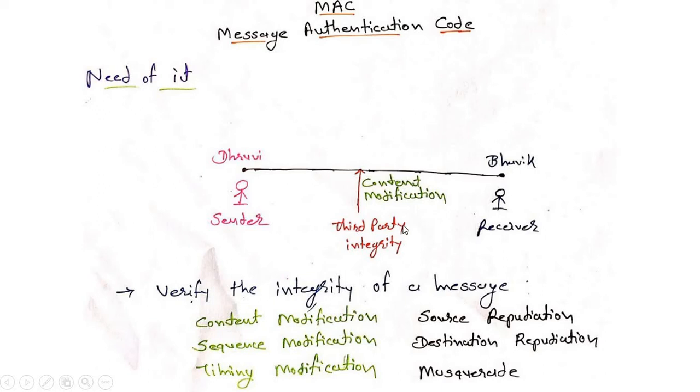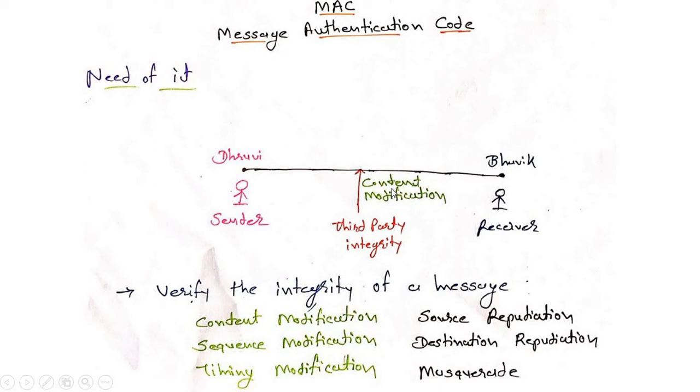Like whenever Dhruvi is receiving the acknowledgement message from Bhavik, Bhavik will send an ACK saying I got the message. So in place of Bhavik, the third party will receive the message and the third party will send the ACK saying I got the message. So Dhruvi will think that Bhavik already got the message, but actually the message was received by the third party. Get it? So masquerader is one type of hacker. This type of modification or loss of integrity can occur in the message.